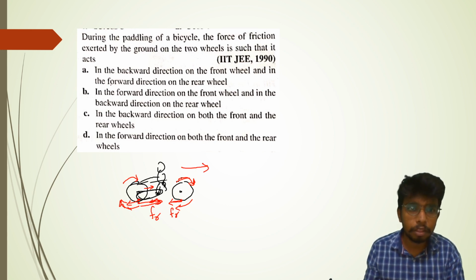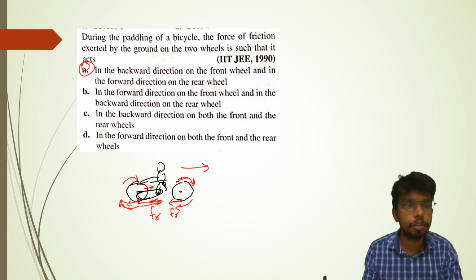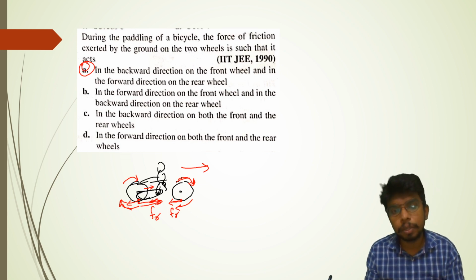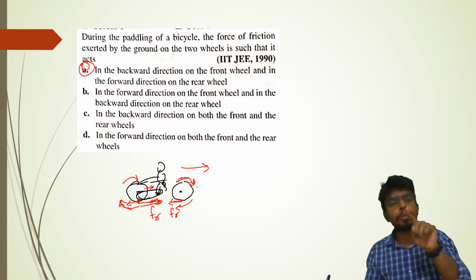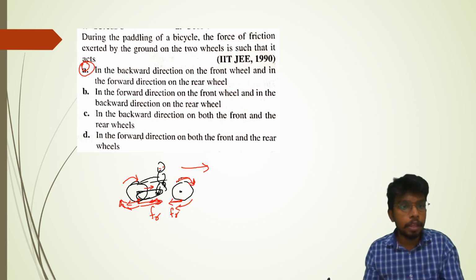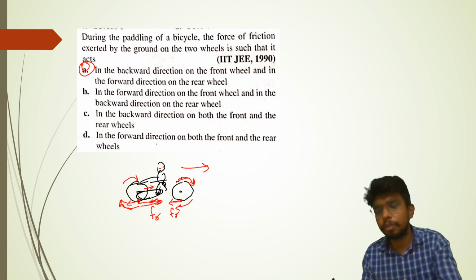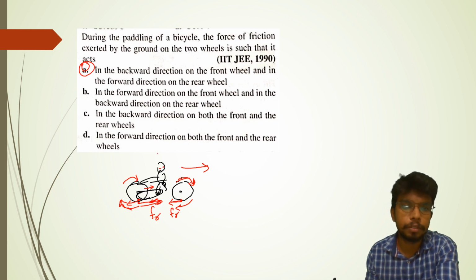So the option should be in the backward direction on the front wheel and in the forward direction on the rear wheel. Exactly correct. In the forward direction on the front wheel and then the backward direction on the rear wheel, no, not possible. If you consider the forward direction on the front wheel, in that case the wheel will start rotating in the opposite direction, which is not possible. In the backward direction on both the front and the rear wheels, again not a valid situation. In the forward direction on both the front and rear wheels, no. They have considered all four situations.